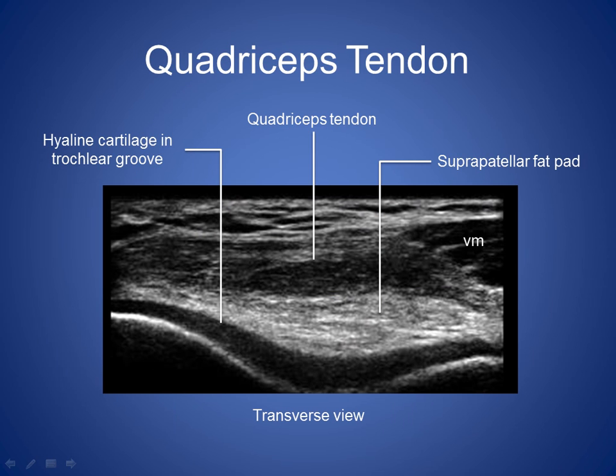Now, if you turn transverse on the quadriceps tendon, you can see again the hypoechoic quadriceps tendon, and then the fat deep to that in the suprapatellar fat pad. And then often you can get a nice view of the hypoechoic normal cartilage in the trochlear groove.